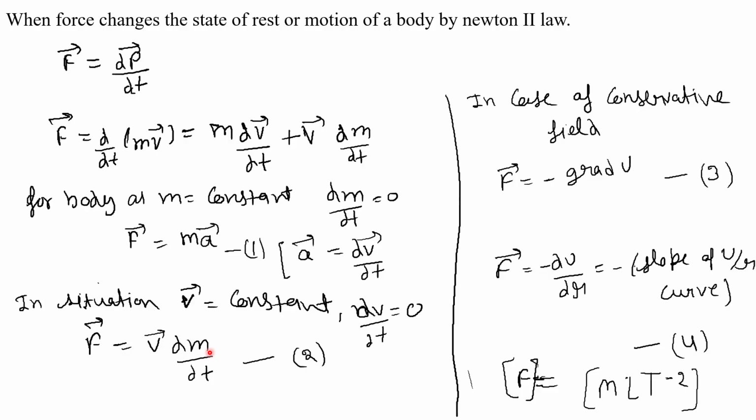Further, in case of conservative fields, F vector is equal to minus gradient of U. If potential energy U is assumed to be a function of position r only, the above result can be written as F is equal to minus dU by dr. This is a mistake in this video. This is only F, not F vector. So F is equal to minus dU by dr is equal to minus slope of the U versus r curve.